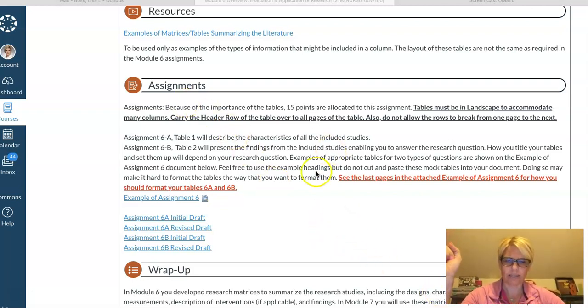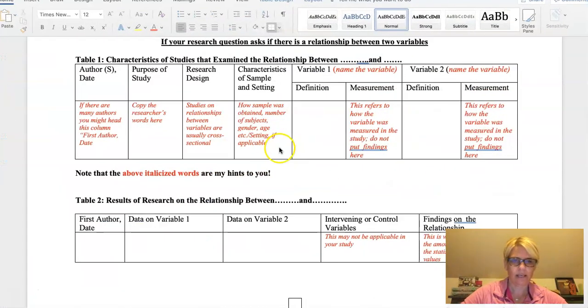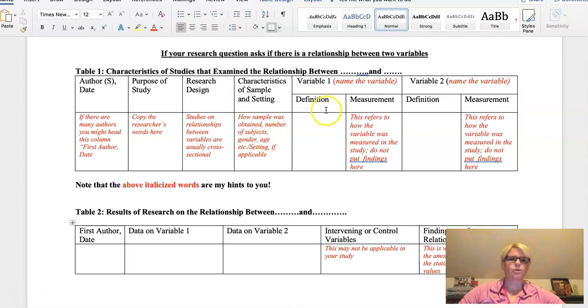So I'm here on assignments, and I went down to where it says example of assignment 6, and I clicked that. And so this is a very nice table where table 1 is 6A and table 2 is 6B. So I believe this table was made by our lead faculty, and the red here are hints to you. And so let's just go through it. Table 1, 6A, are characteristics of studies that examine the relationship between A and B, your two variables.